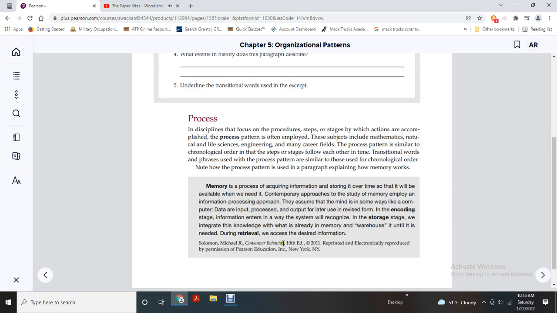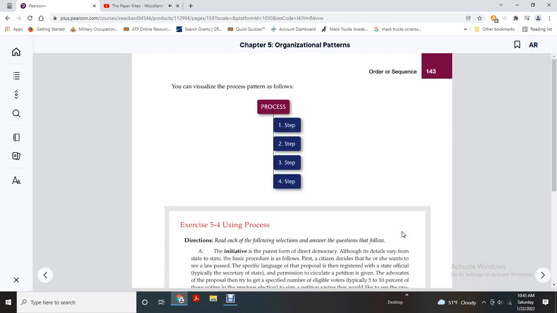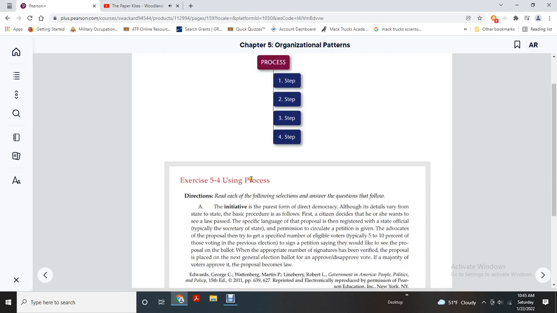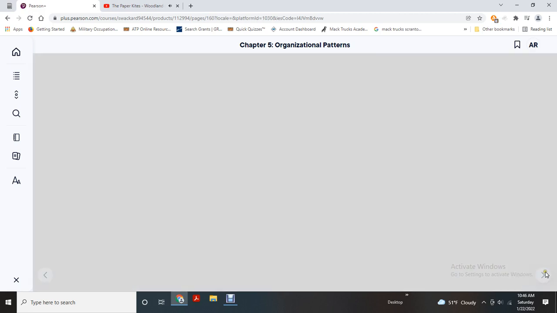Solomon, Michael R., Consumer Behavior, 10th edition, 2011, a reprint by Pearson Education. You can visualize the process pattern following the process: step 1, 2, 3, and 4. And then exercise 5.4, using process. We'll skip that.